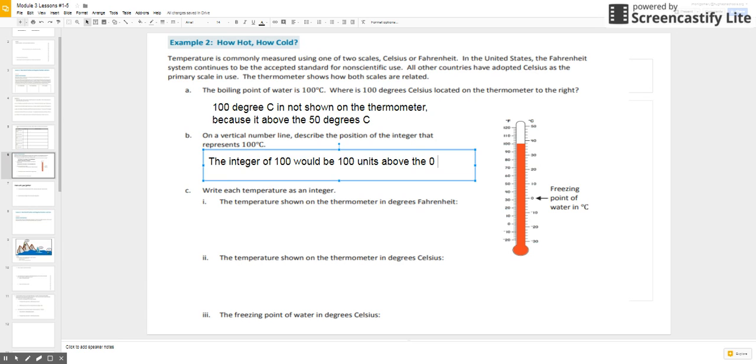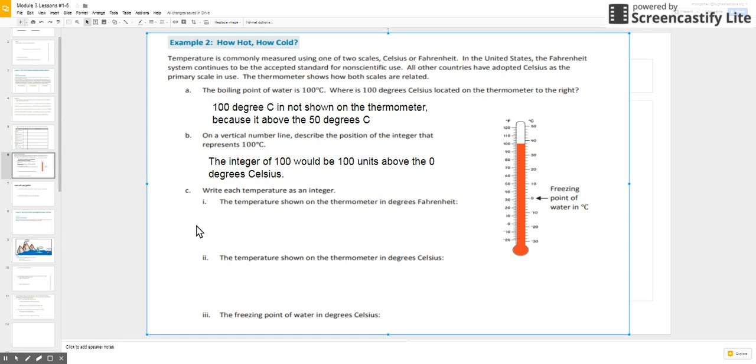And of course, we have to make sure we're talking about the right side because 0 degrees Fahrenheit is down here. We want 0 degrees, and then we're going to put C for Celsius. Actually, let's spell this one out in this case. There you go. So I'm describing where it'd be located. The integer of 100 would be 100 units above the 0 degrees Celsius. So here's 100 degrees Celsius. There's 50 units above. We would have to double that or go way up here to 100 degrees to find that. So there's our two different answers for A and B.